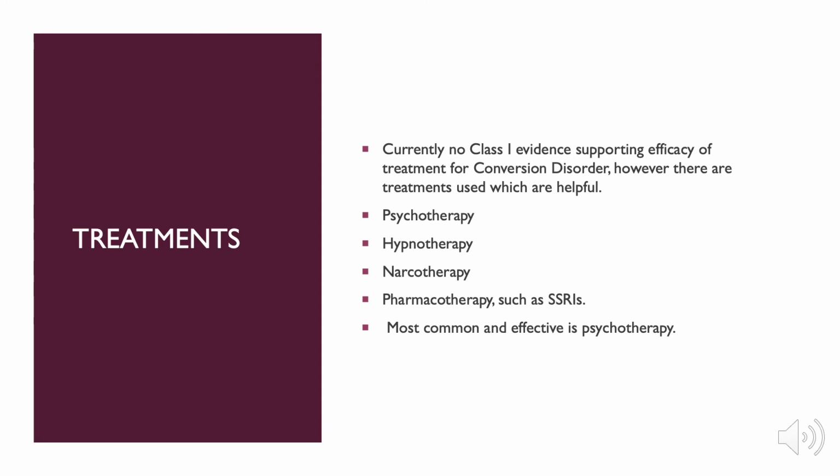And treatments. Currently, there is no Class 1 evidence supporting efficacy of treatments for conversion disorder, but there are treatments that are helpful to those suffering from the disorder. So, psychotherapy, hypnotherapy, narcotherapy, pharmacotherapies such as SSRIs, and the most common and effective treatment is psychotherapy.